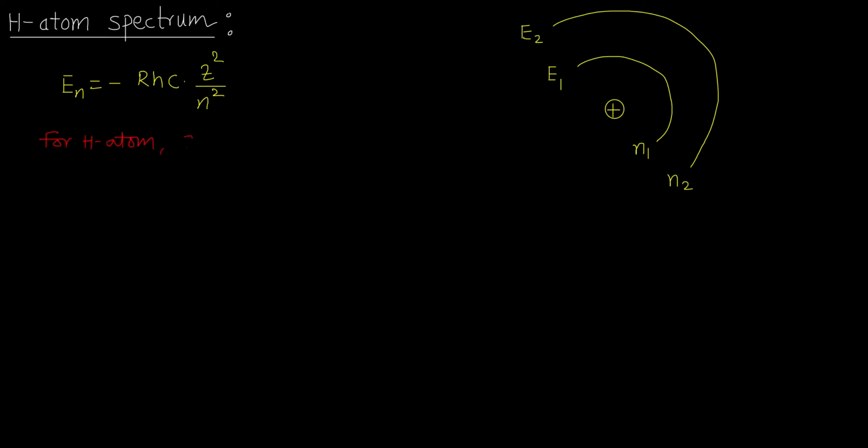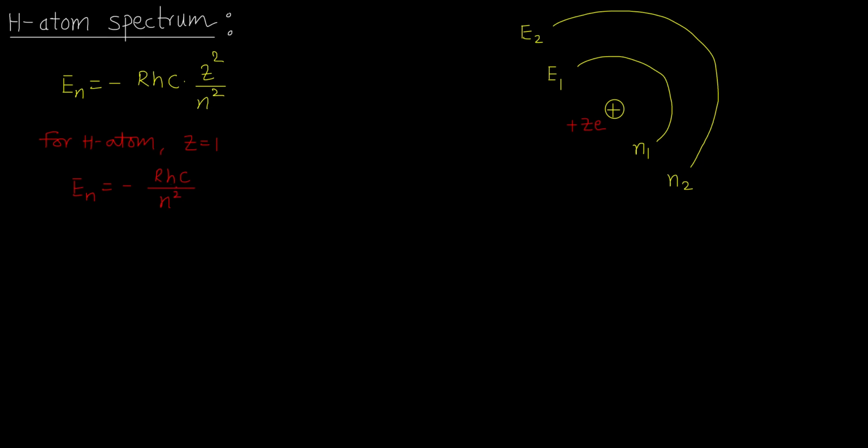Okay, so if we are particularly talking about hydrogen atom, what will we have? We will have atomic number Z equal to 1. So the nuclear charge, which was +Ze for a hydrogen-like species, will become +e. And if we put this, then the energy value for the nth orbit will be -RHC divided by n².